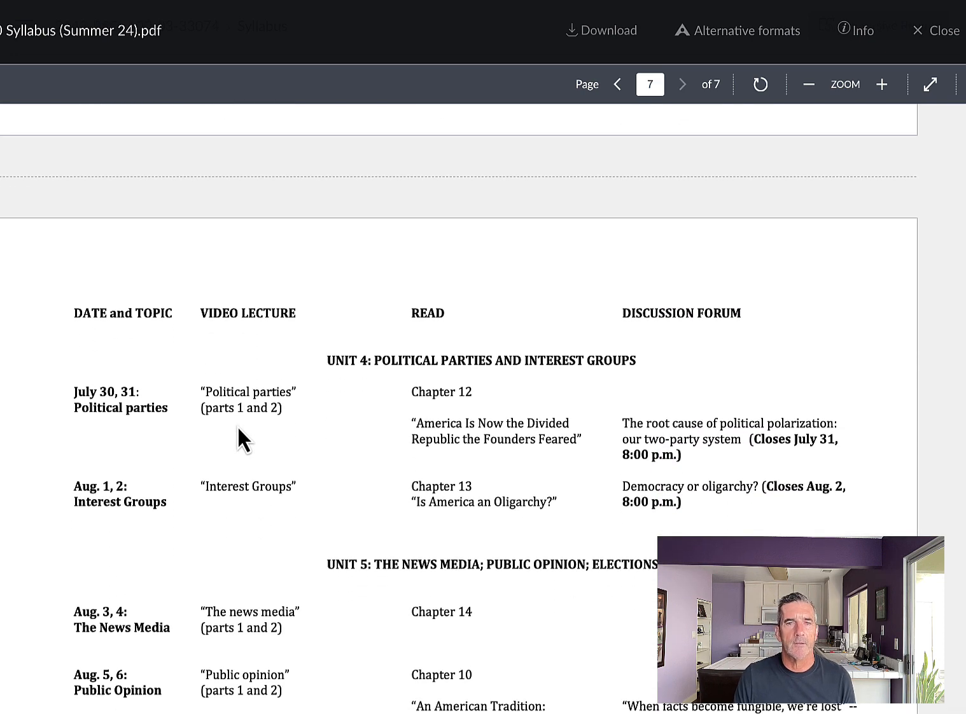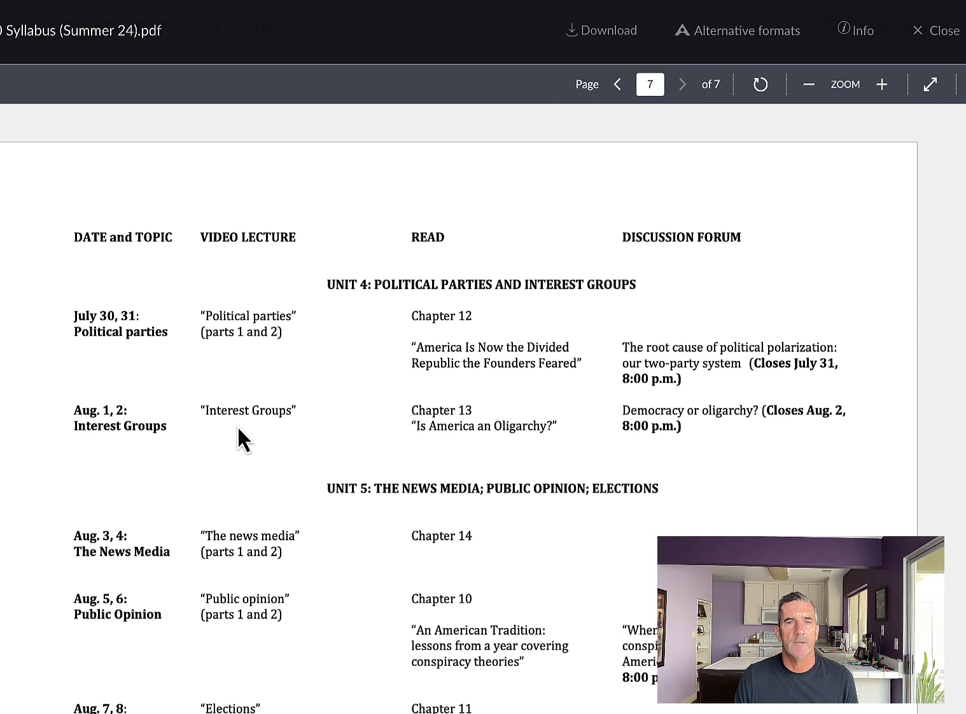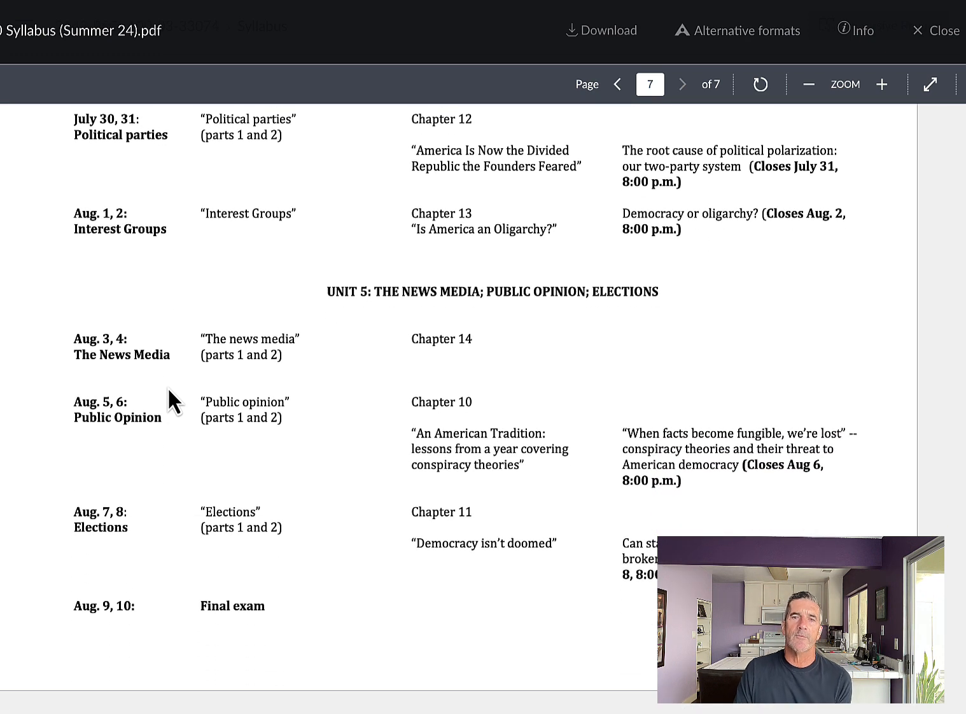And then the last section will be the next 2 units. Unit 4 is political parties and interest groups, same exact components over those days, a 4-day period. And then we'll close Unit 5 with news media, public opinion, and elections.